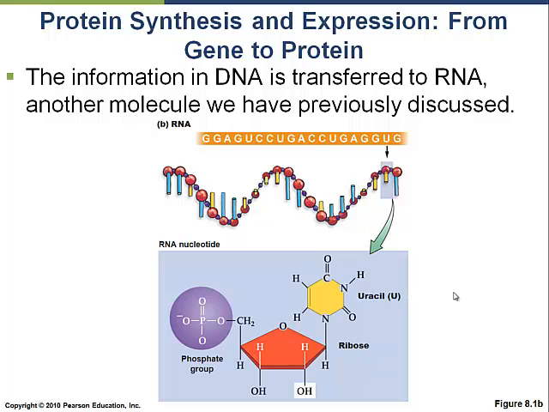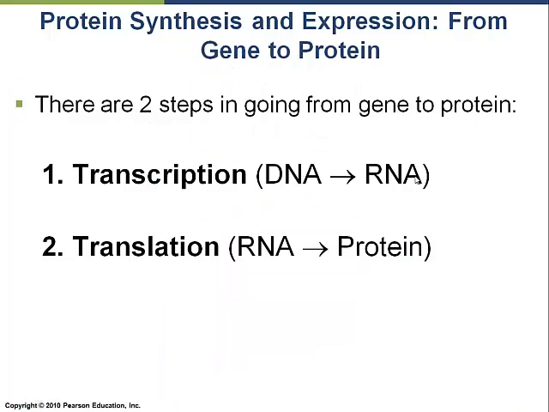So remember, the one difference in bases that we see in RNA, and you can see that here, guanine, adenine, guanine, uracil. The one difference in bases in RNA is that we have uracil instead of thymine, which is going to be important in just a moment.